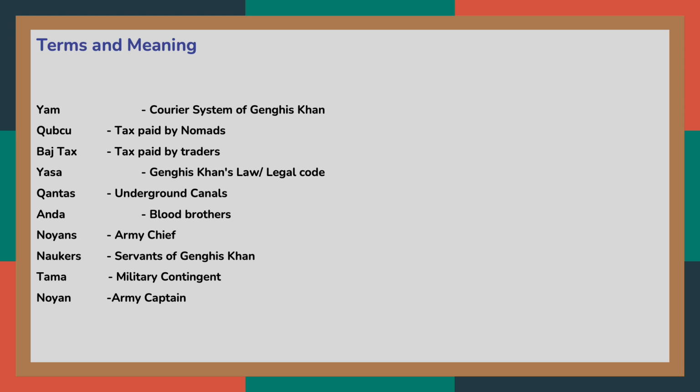In this slide, you can see some terms and their meanings. So try to pay attention and study these terms and their meanings well. Yam is the courier system of Genghis Khan. Qubcur is the tax paid by nomads. Baj tax is a tax on traders. And Nokers are the servants of Genghis Khan. Likewise, follow these terms and their meanings.